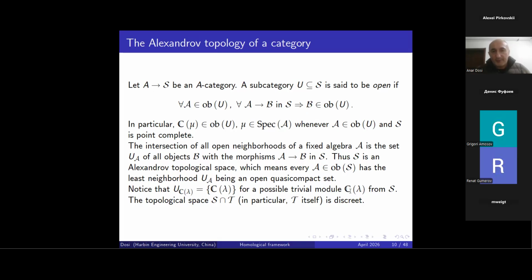For example, if you have a trivial module inside of S, then from a trivial module there is nothing to another one, apart from the identity. So that's why the least open set is just itself, nothing else. In this sense, the restriction over T, the trivial modules, is discrete. So every A category actually is a topological space.